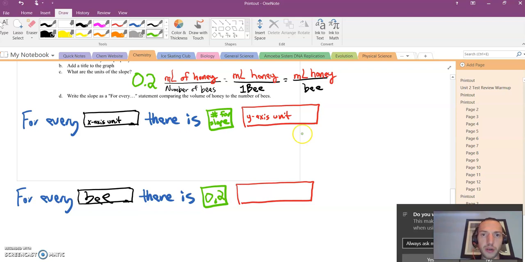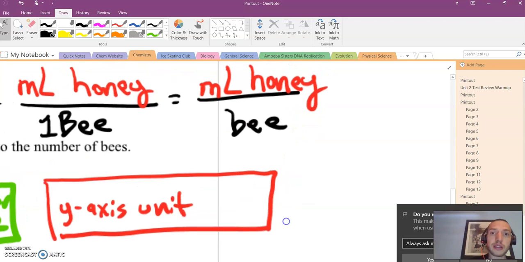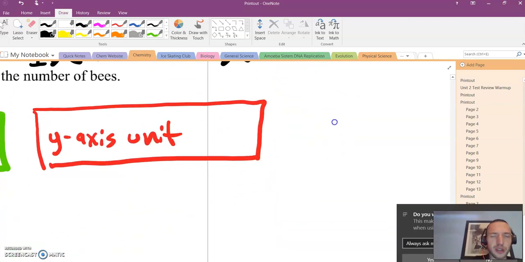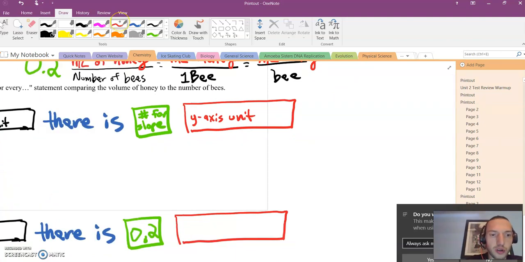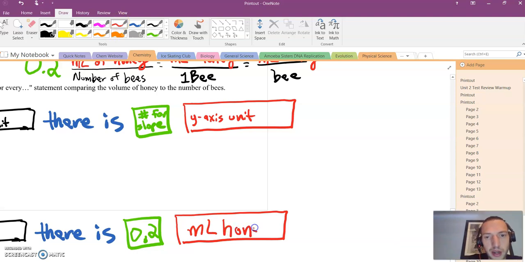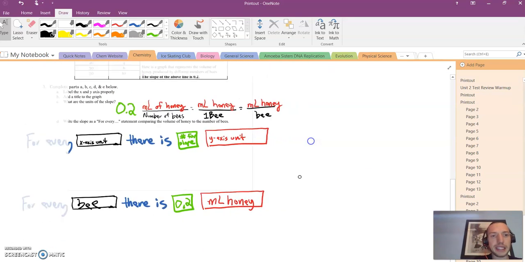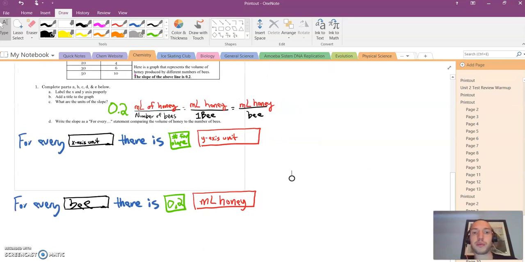And then you're going to go for the last one, the y-axis unit. So the y-axis unit in red is going to be milliliter honey. You can write milliliter of honey if you want. I just put milliliter honey to keep it simpler. So there is 0.2 milliliter honey. Now, what does this mean? This means that for every bee, there is 0.2 milliliters of honey. That means that every bee produced 0.2 milliliters of honey.